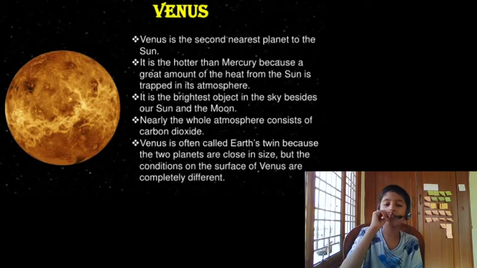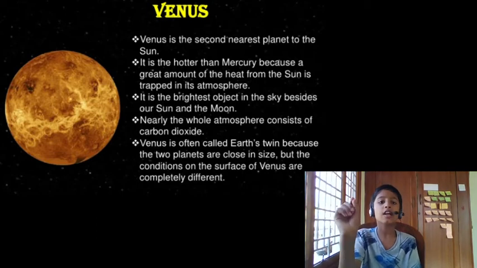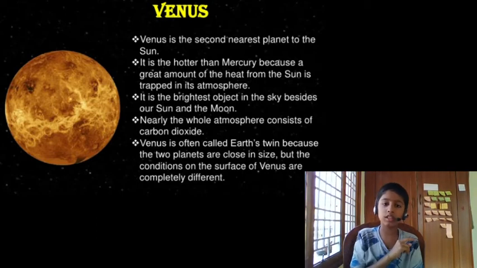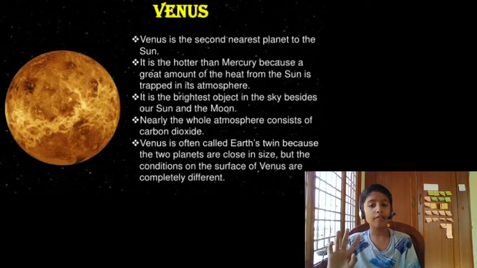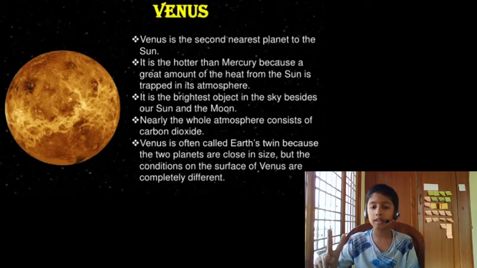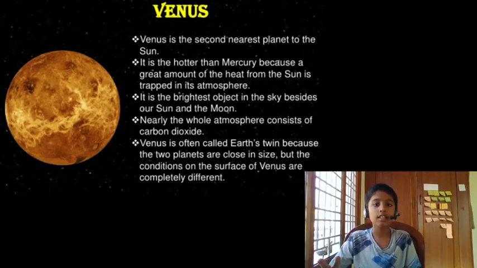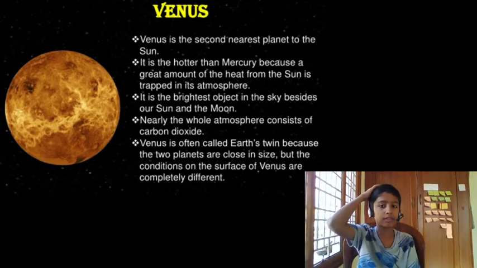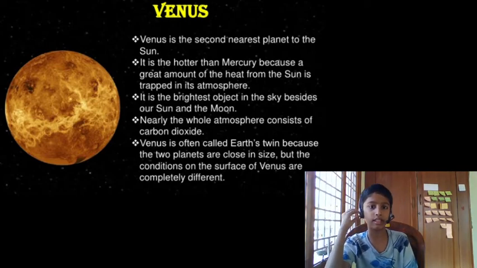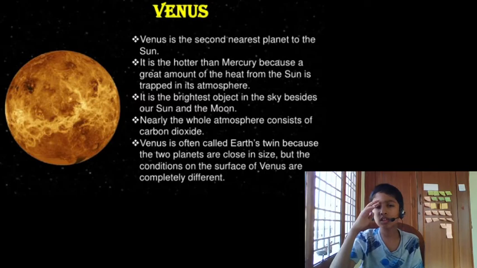First I will explain the first sentence. Venus is the second planet nearest the sun. It is an inner planet. What is an inner planet and what is an outer planet? I will explain at the end of this session. Venus is hotter than Mercury because a great amount of heat from the sun is trapped in its atmosphere.